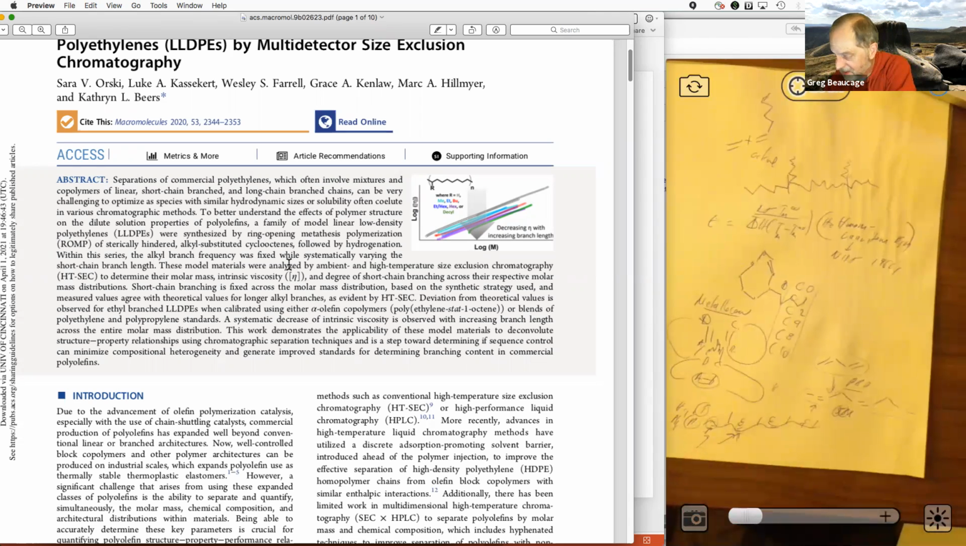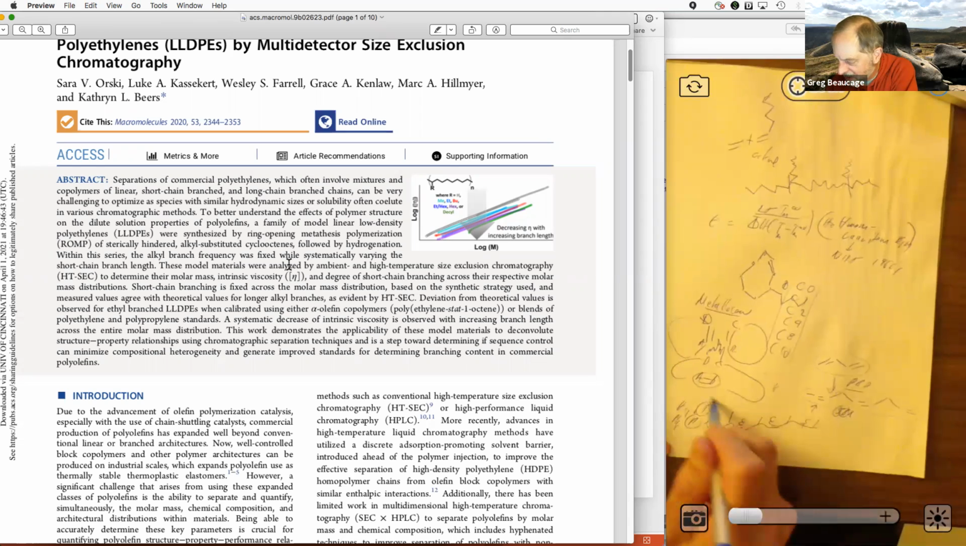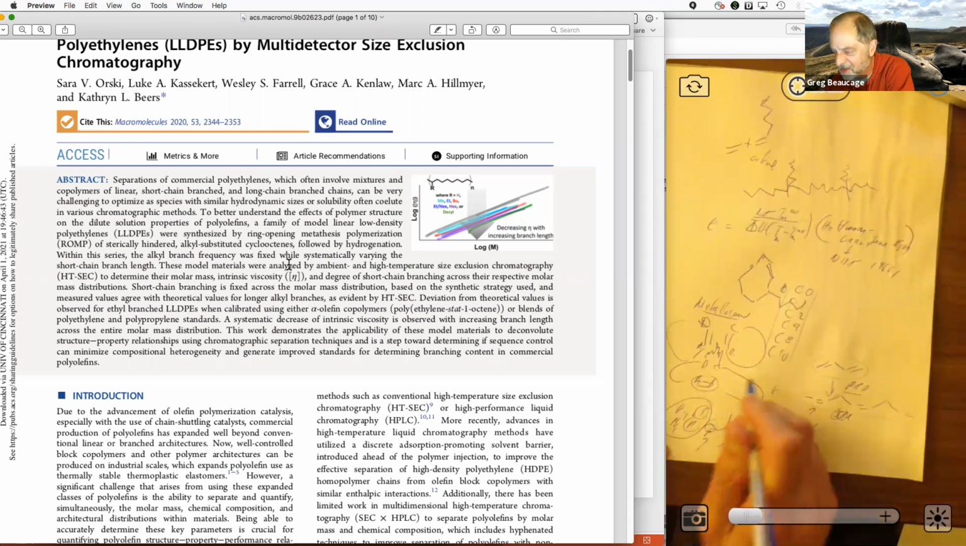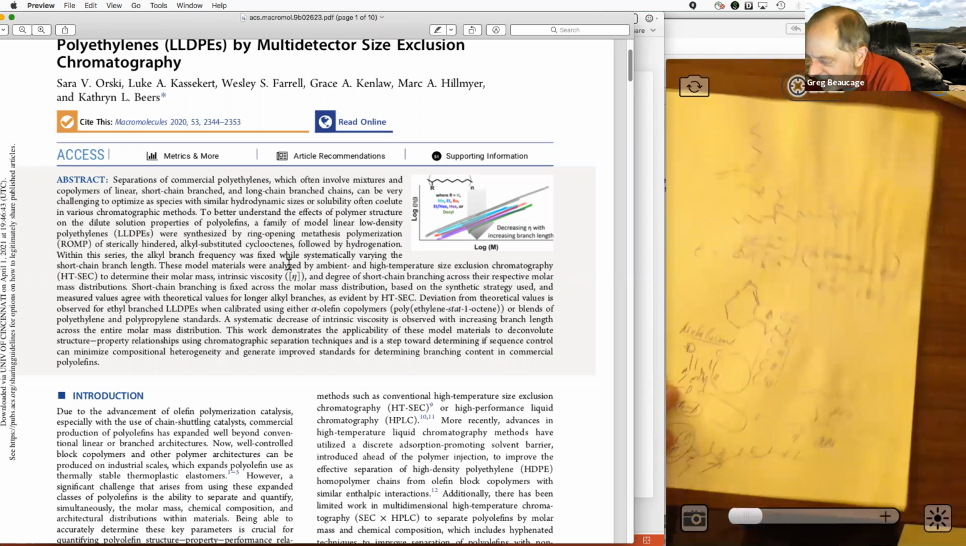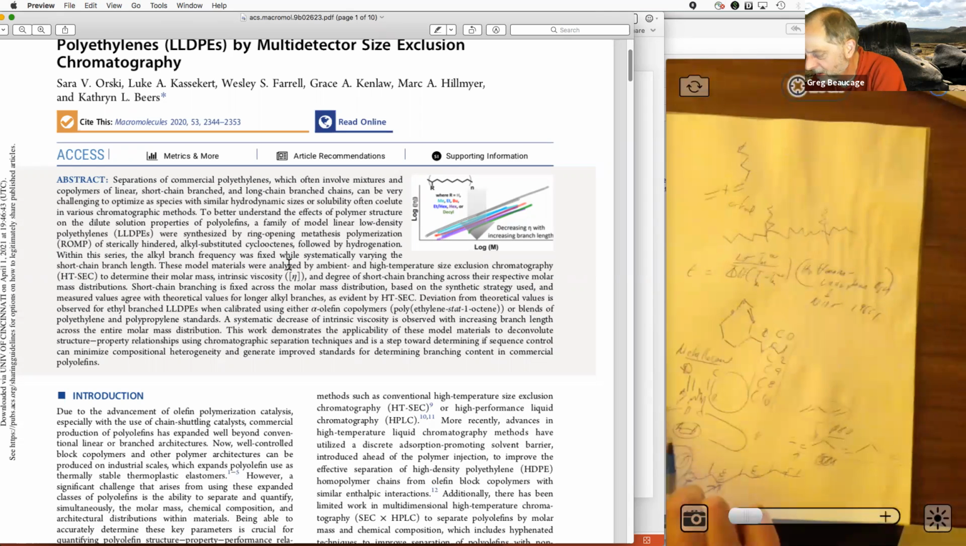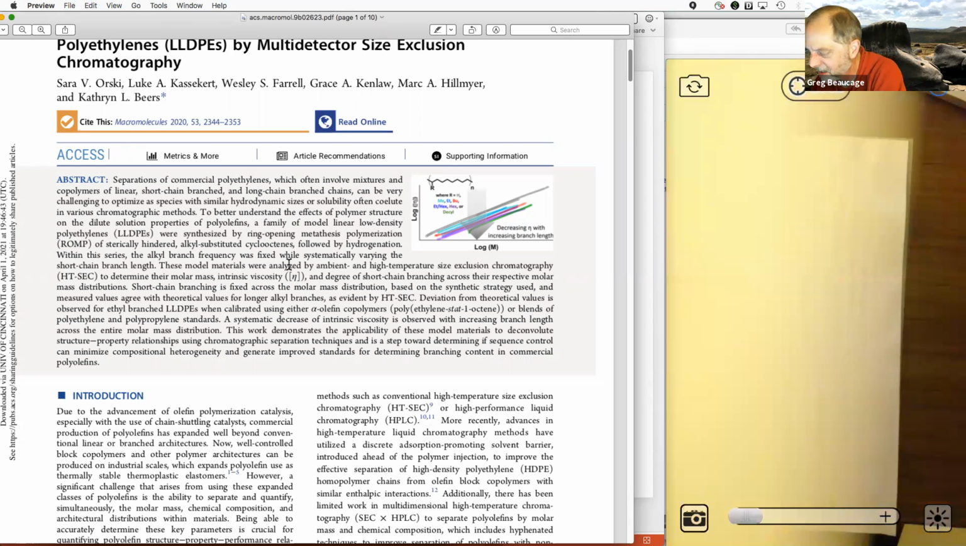The problem with this, the high temperature, high pressure, is that polyethylene also has hydrogen abstraction problems. So you have this chain, this polyethylene chain.